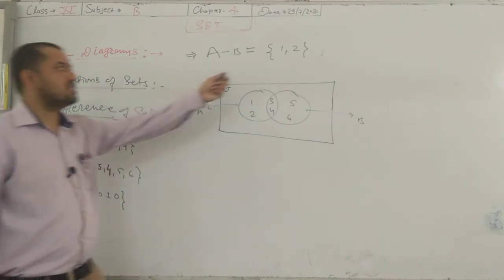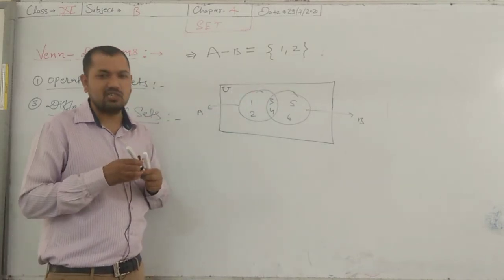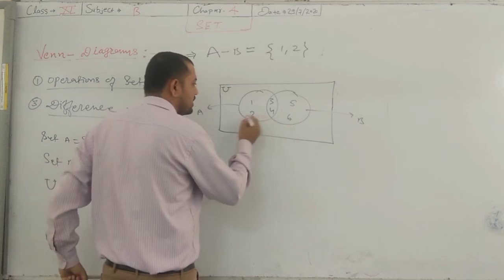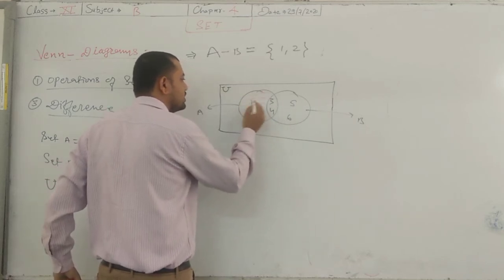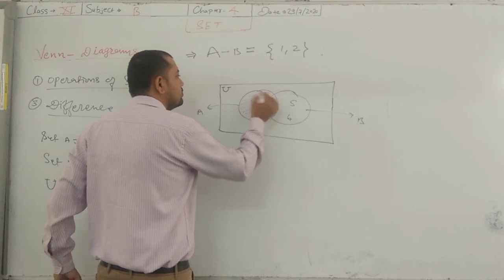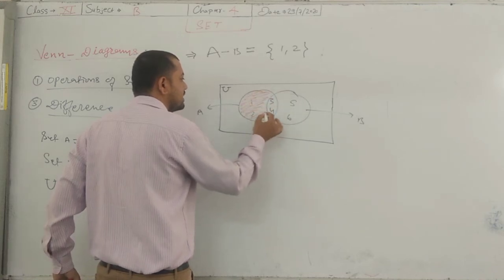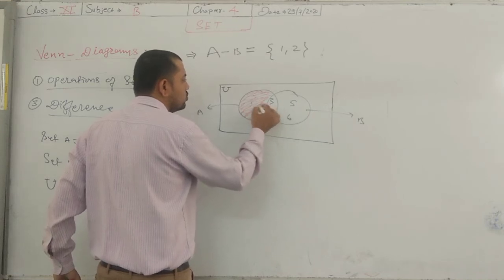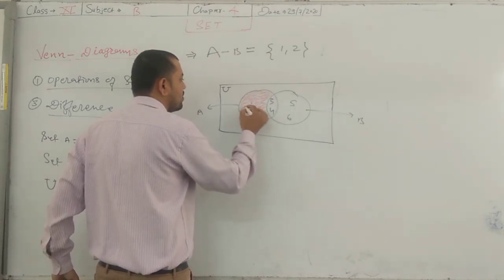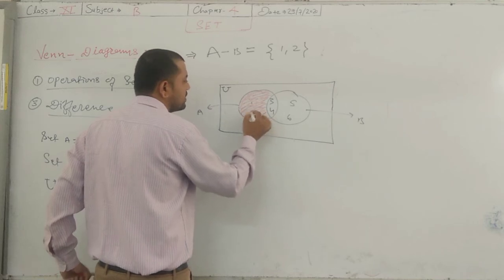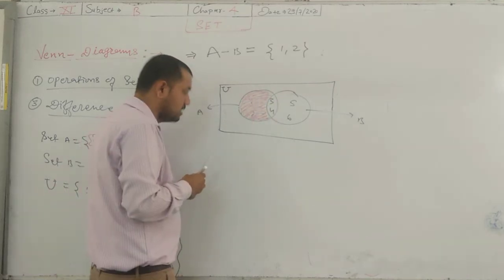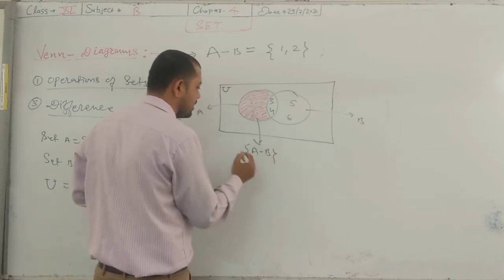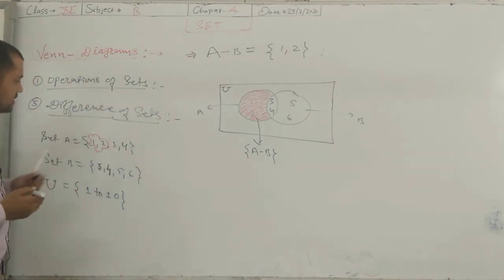Our difference is represented by the elements 1 and 2. It means we need to shade only the portion of 1 and 2. 1 and 2 are only a part of set A, and that is called the difference of A and B. The difference of A and B is always represented by this Venn diagram, and that is called A minus B, the difference of two sets, represented by 1 and 2.